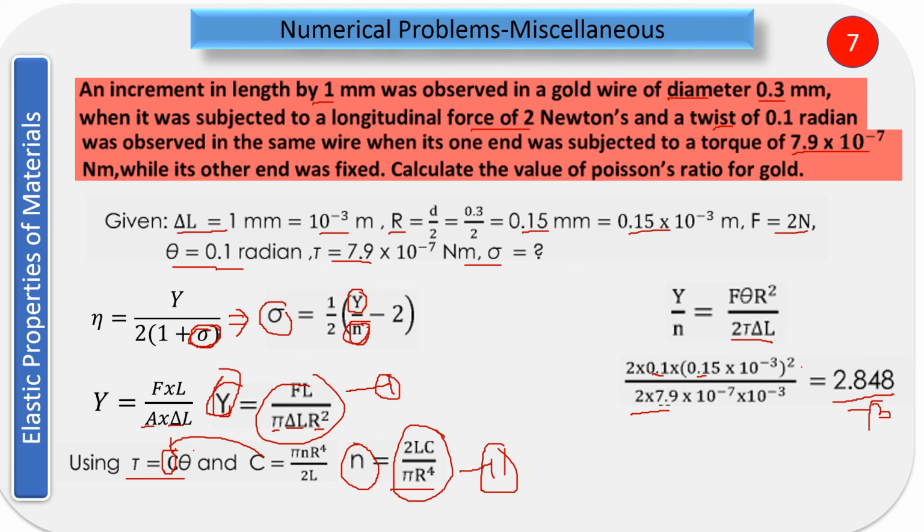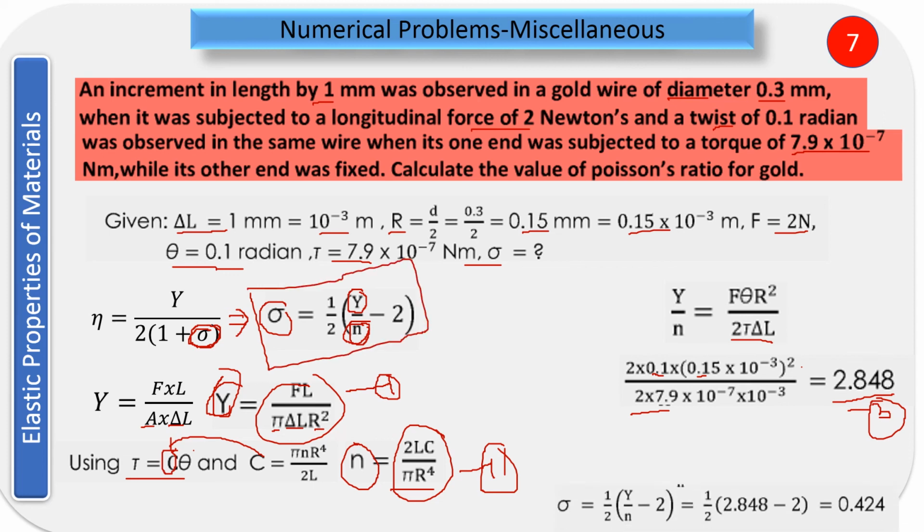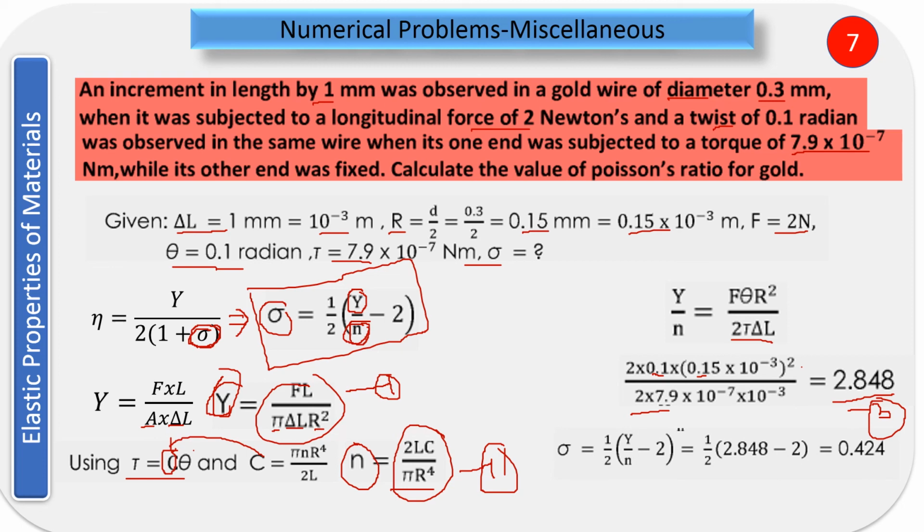This value we require to substitute here in the sigma. This is the value that we have got. In sigma I have to substitute all those values which I have done for you. So sigma equals, from the same equation, 1 upon 2 Y upon eta minus 2. So 1 upon 2 Y upon eta you have calculated, minus 2. So this value you will get is equal to 0.424, and that is the Poisson's ratio for the given material.